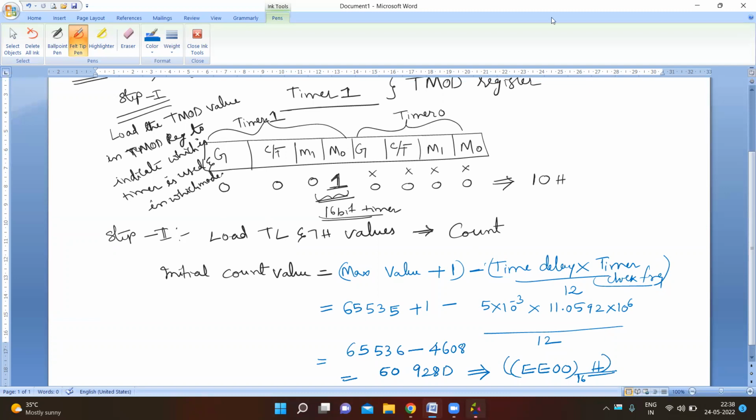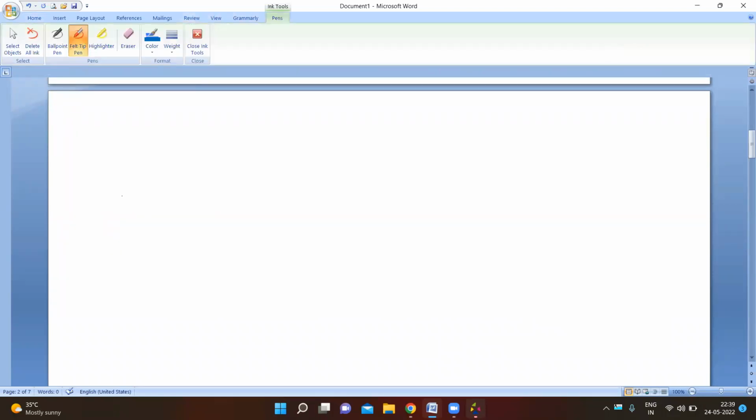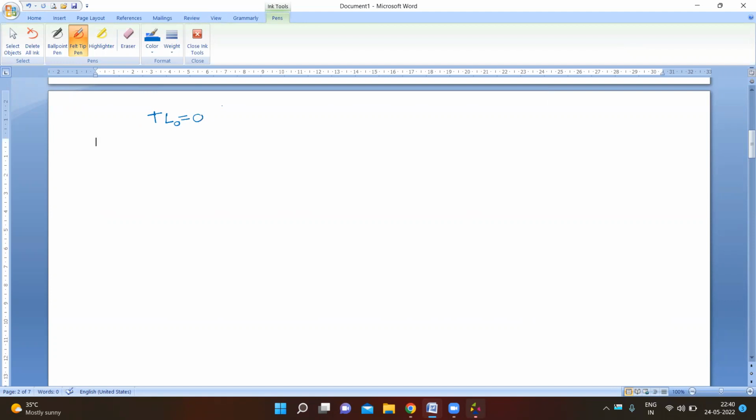The initial count value should be loaded into the TL and TH registers. Sorry, timer 1, not 0. So TL1, the timer lower byte 1, is 00H, and the timer higher byte TH1 is EEH.